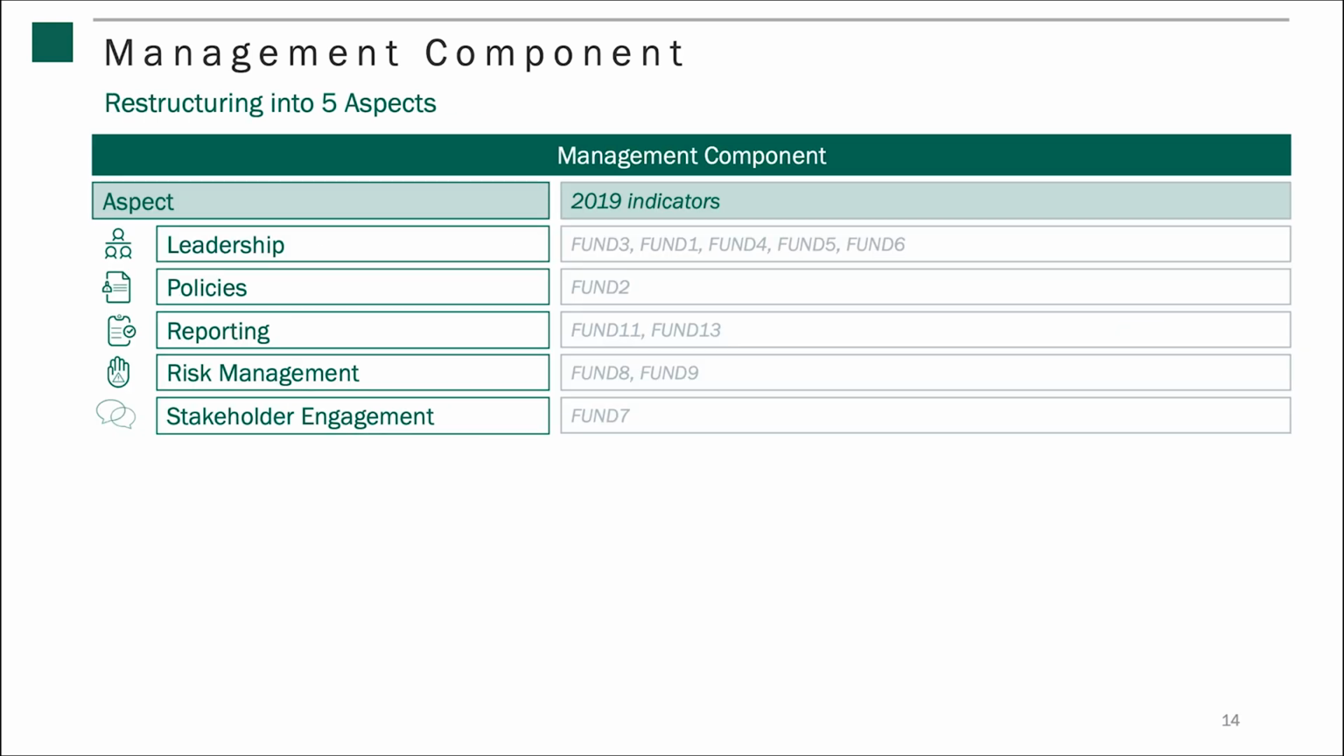In 2019, the fund assessment was not organized into aspects. Instead, each indicator was referenced as fund, followed by a number. To align with the other GRESB assessments, the indicators have been restructured into 5 aspects. New indicator titles are also added to make referencing easier.